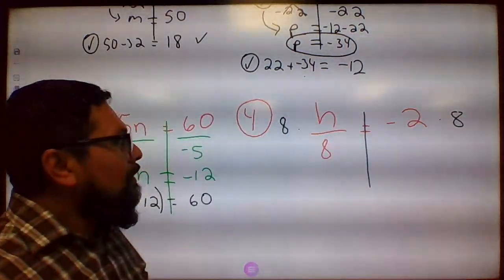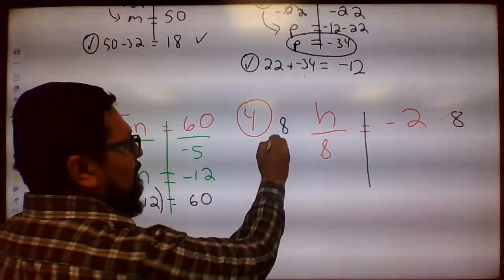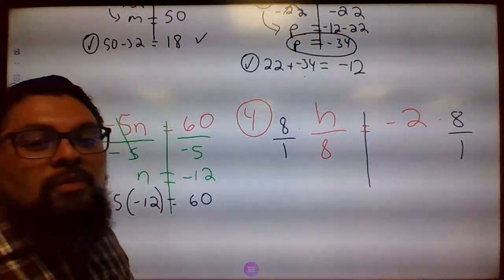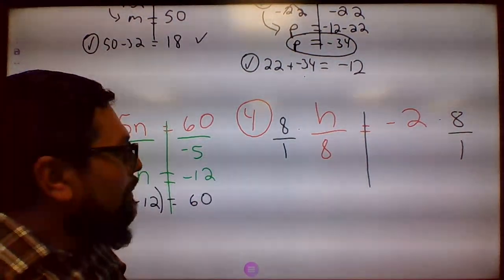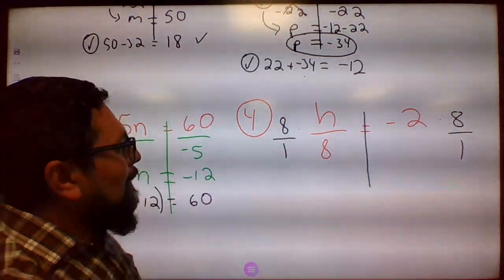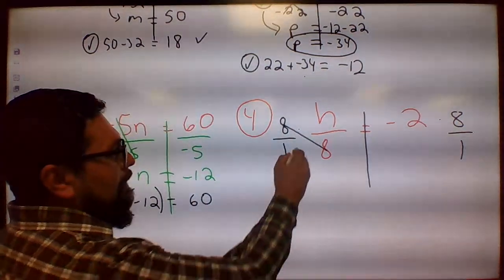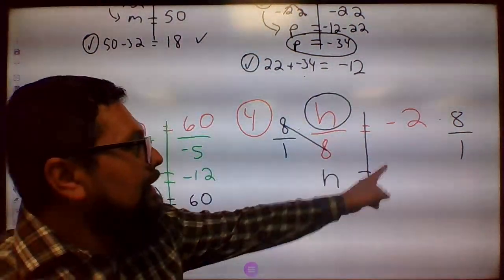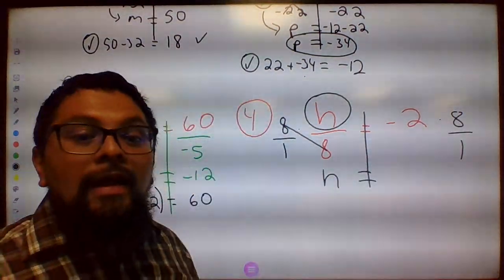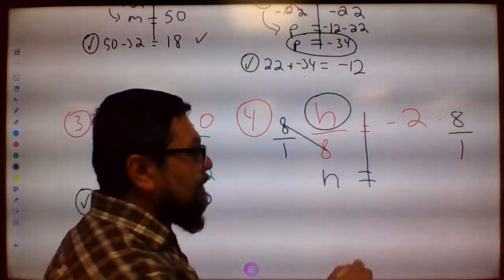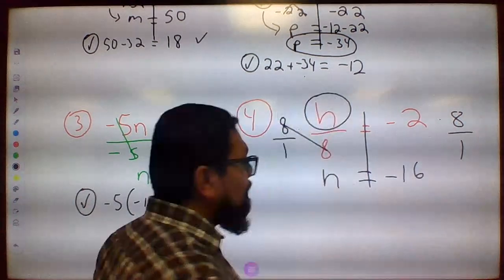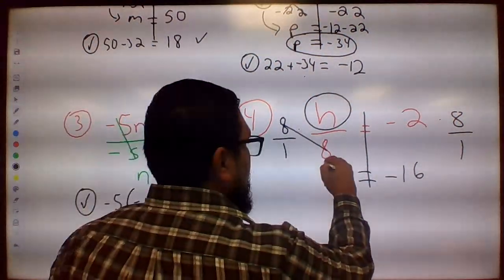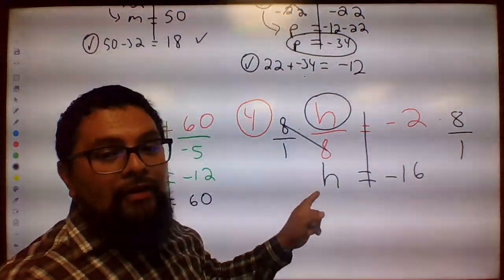Now, this is actually 8 over 1, yes? And this is actually 8 over 1. We just don't put it, but I'm putting it now. So this is 8 divided by 8. This becomes 1, and you're just left with the h. So h equals negative 2 times 8. A negative times a positive is a negative. So you get negative 16. So h equals negative 16. This is an h. Sorry, it's not an n.